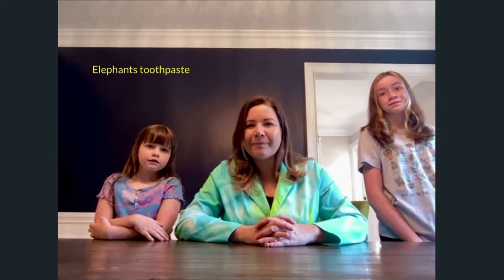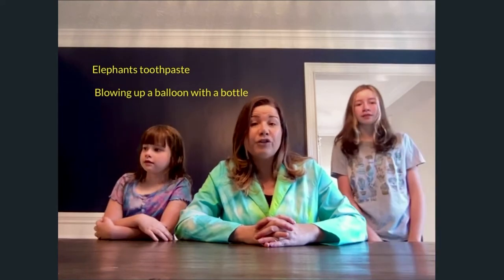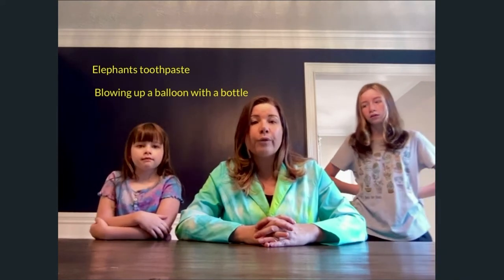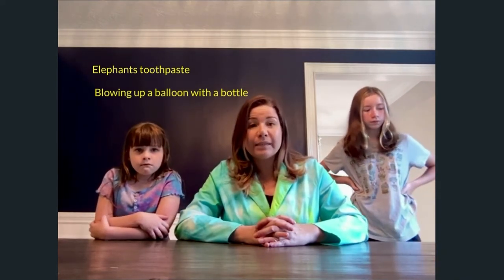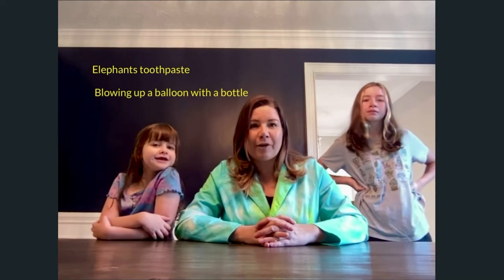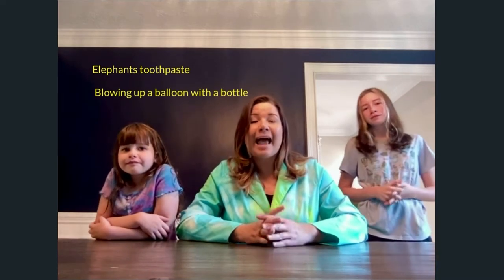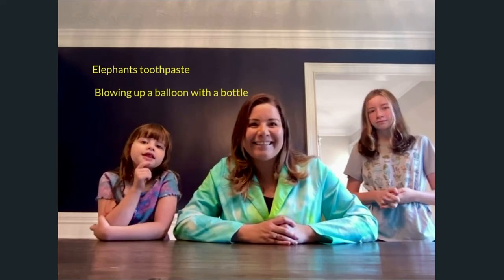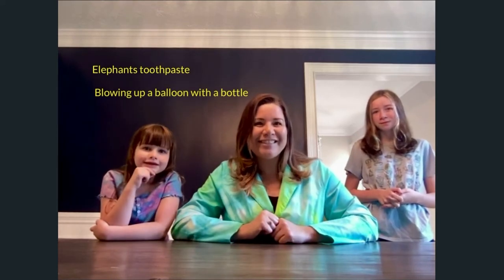Today, we're going to be doing some chemical reaction experiments with the help of my lovely assistants. We'll be doing two different experiments, one elephant's toothpaste and another where we're going to blow up a balloon using a bottle. We'll be going through these experiments and the things you'll need for each of these experiments. And then at the end, stay tuned because we'll be going through a scientific explanation as to what happened during our experiments. So if you want to learn more about what's actually happening in the experiments, make sure that you stay to the explanation at the end. See you for elephant's toothpaste.